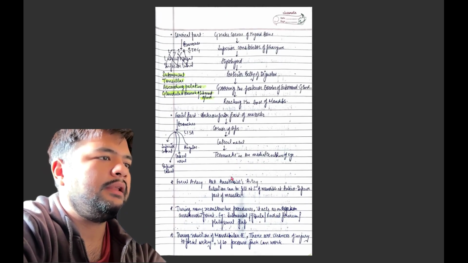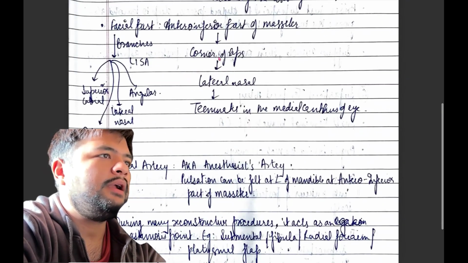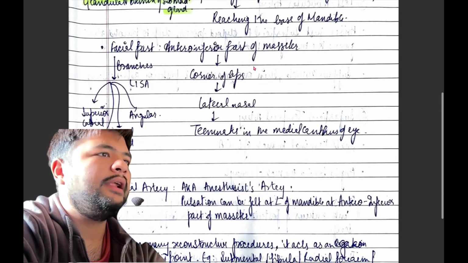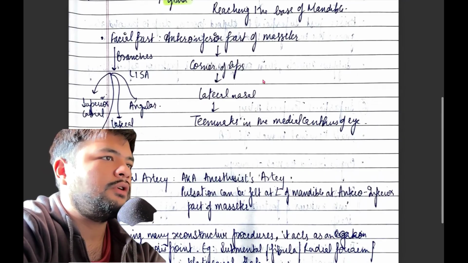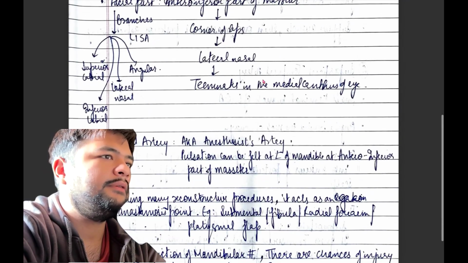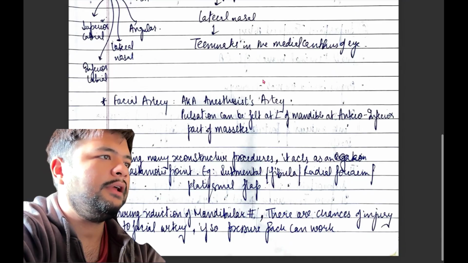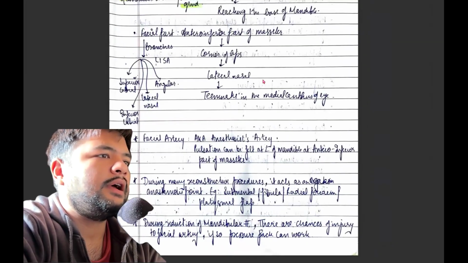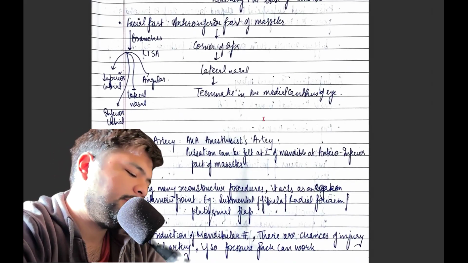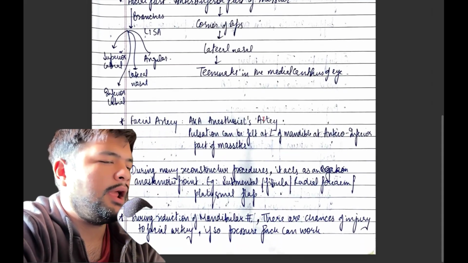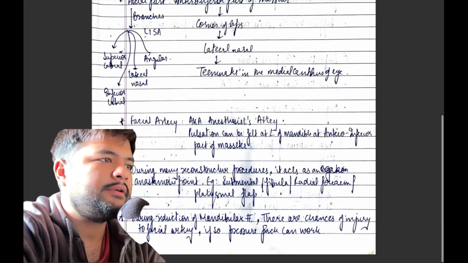Then coming to the facial part. The facial part starts from the anterior inferior part of the masseter muscle, goes to the corner of lips, then lateral nasal, and terminates at the medial canthus of the eye. So what is the other name of the facial artery? It is also known as the anesthetist's artery because the pulsation can be felt at the angle of mandible at the anterior inferior part of the masseter.